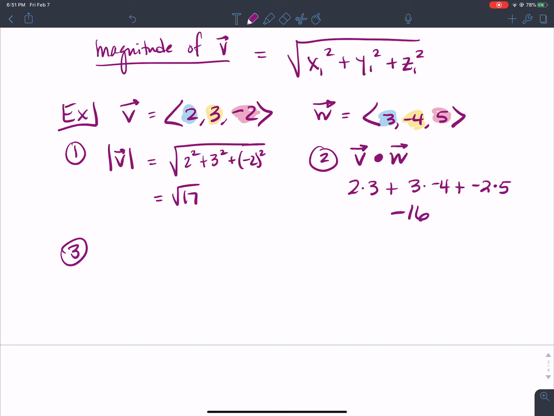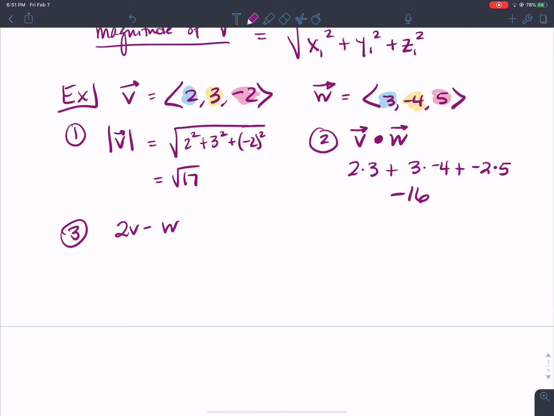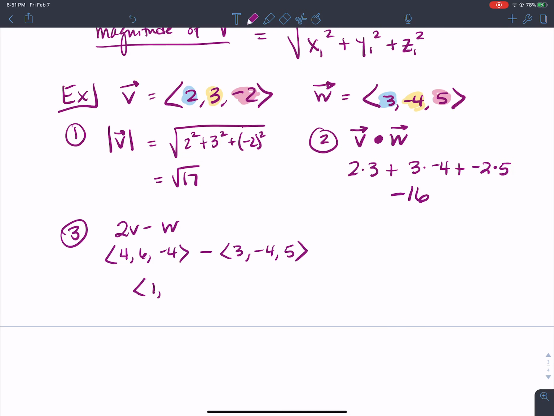Okay, if I asked you to do 2v minus w, you would double v, so that would be 4, 6, negative 4, and you would subtract w. So 4 minus 3, 1, 6 minus negative 4, 10, negative 4 minus 5, negative 9. Okay, everything is the same as it is in 2 dimensions. You just add on this third component.